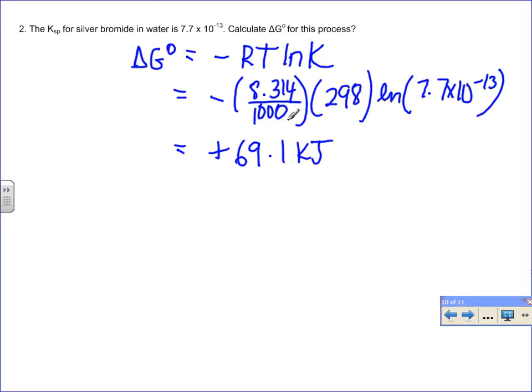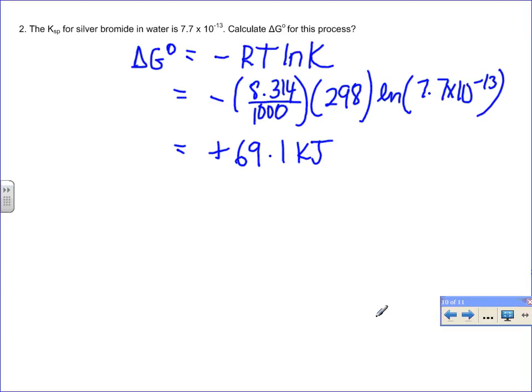Now for the R value here, you could calculate it using joules, so you could leave it as 8.314, and what you'll find is that you just get 69,000, so you just get a larger number, and then you can convert it to kilojoules. Again, I made my decision knowing that delta G tends to be a large value and tends to be reported in kilojoules. So that concludes our lesson in free energy.